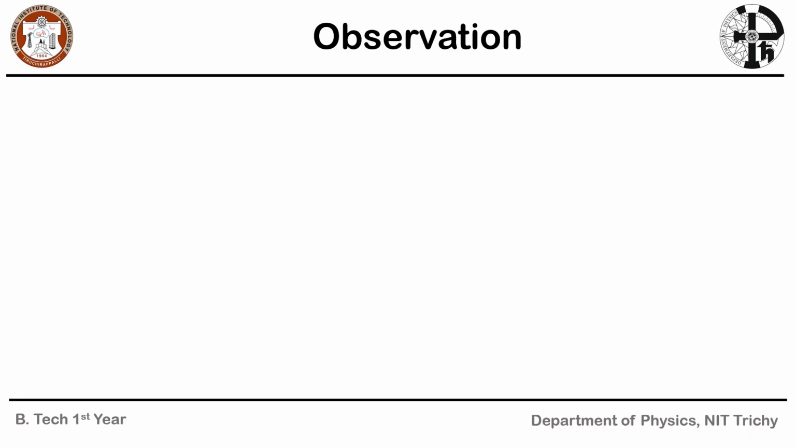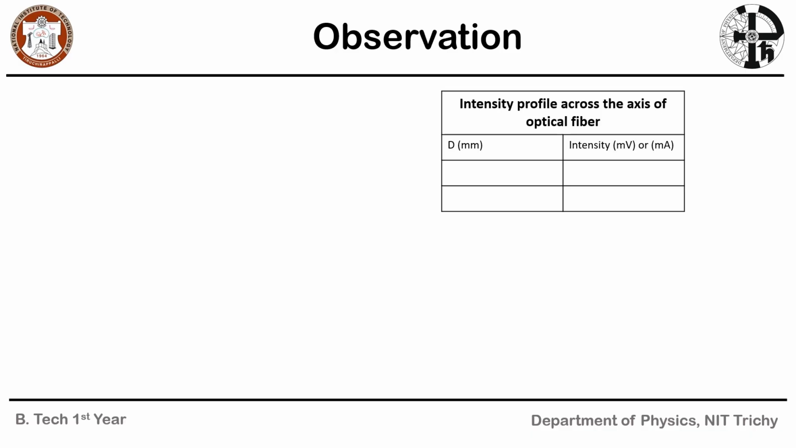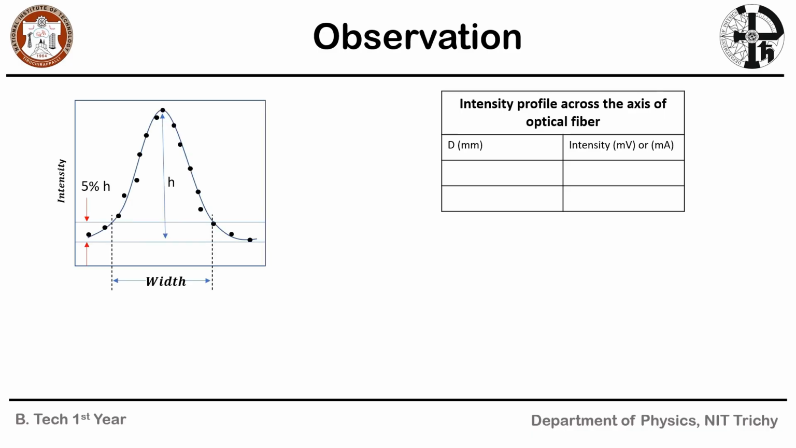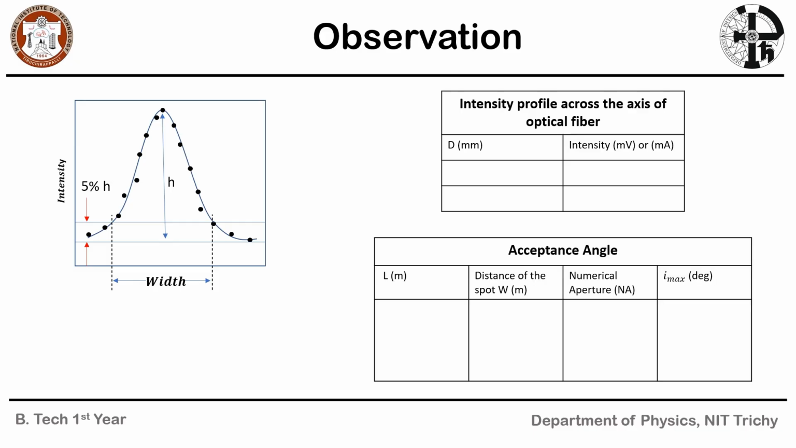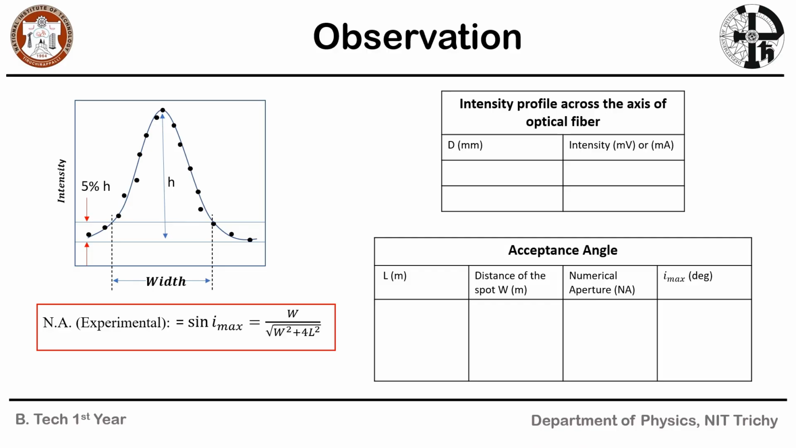Observation. For a fixed L, we will measure the intensity at different D. Then, we will plot the intensity profile. From this intensity profile, we will measure the width by taking 5% of the maximum height. Then, we will repeat this for different L and calculate the numerical aperture using this formula.